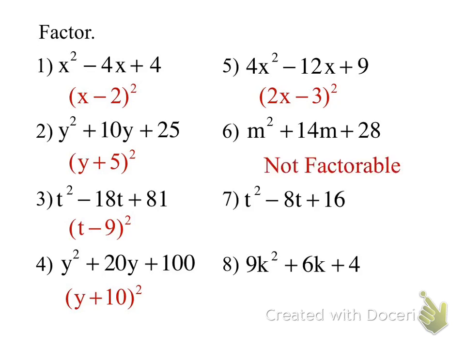Number 7. Let's go with Adam. I had t minus 4 squared. Perfect. And then number 8. Let's go with Matthew. 3k plus 2 squared.